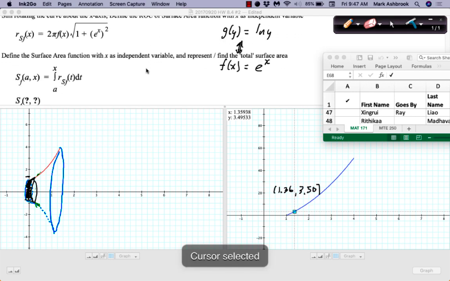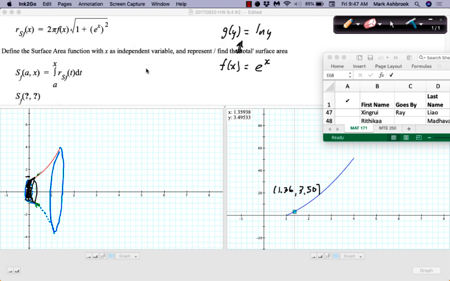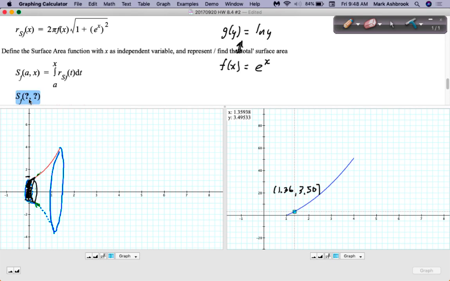And then I set up the surface area function in terms of x. That would be the surface area for f, S of a to x, the integral from a to x of the rate of change of surface area for f. So I took this rate of change and put it in there. And so I'm going to graph that on the right-hand pane there. So y apostrophe equals what? This thing, right?